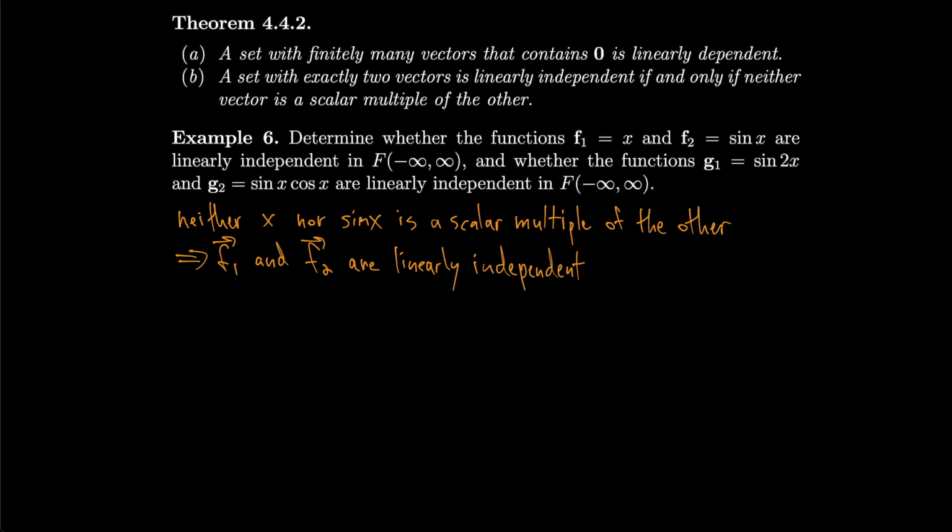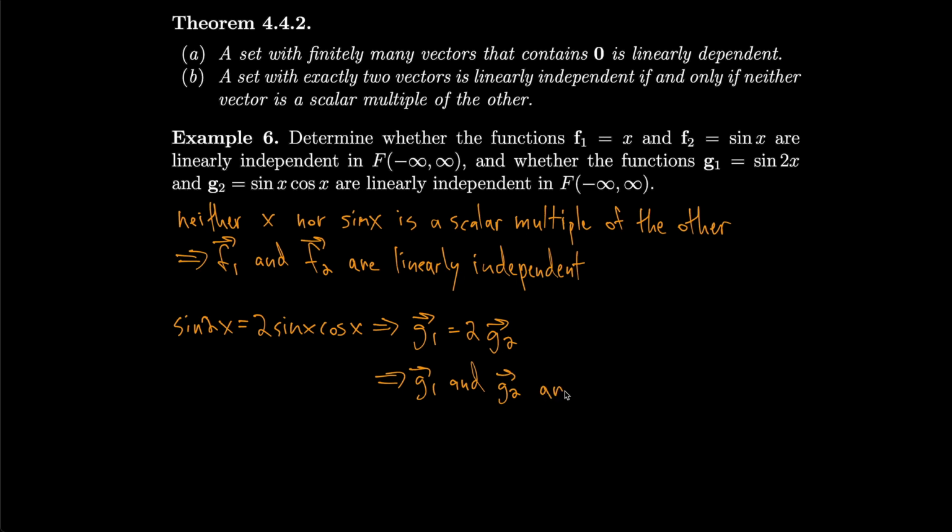For the next part, notice we could rewrite sine of 2x using our double angle identity as 2 sine x cosine x. So that means that g1, which is sine 2x, is just equal to 2 times g2, which is sine x cosine x. So that means that g1 and g2 are linearly dependent.